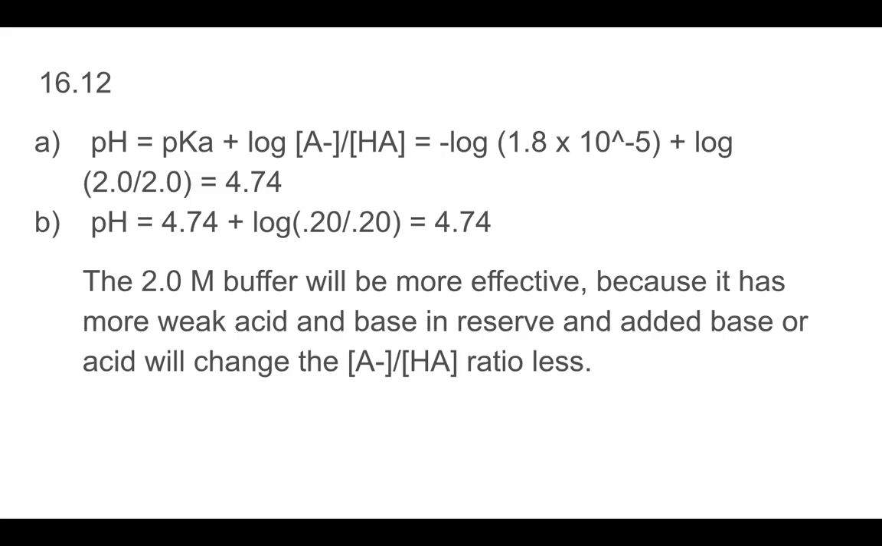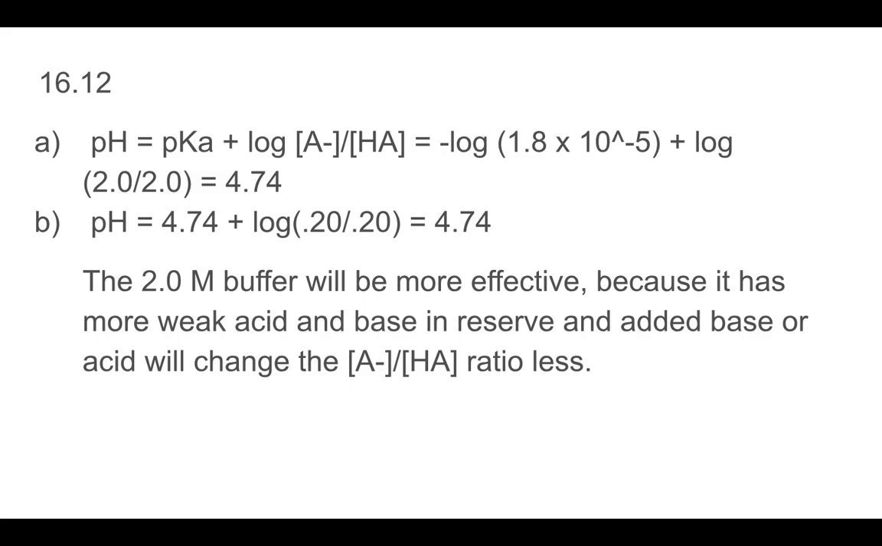16.12 uses the Henderson-Hasselbalch equation, pH equals pKa plus log of conjugate base over conjugate acid molarity. And so since the Ka of acetic acid, CH3COOH, is 1.8 times 10 minus 5th, and both the acetate from the NaCH3COO and the acetic acid have a 2.0 molar concentration, the pH would be 4.74 plus the log of 2 over 2, and the log of 2 over 2 is 0, so 4.74. If you change the molarities to 0.20 or 0.20, you still get a pH of 4.74 because the ratio is still 1 and the log of 1 is 0.